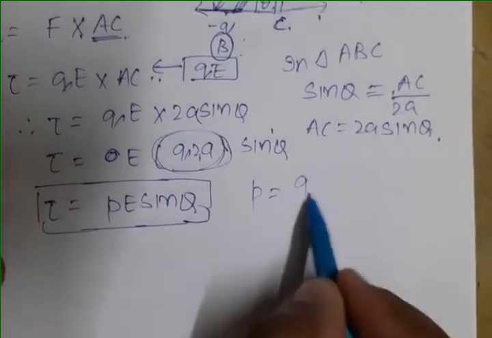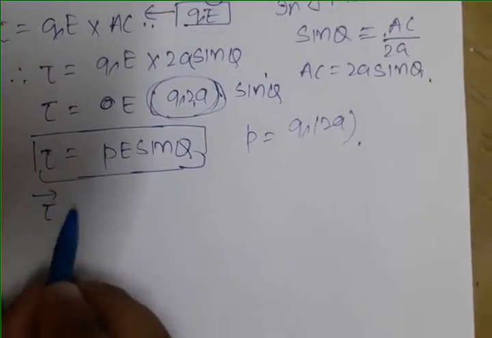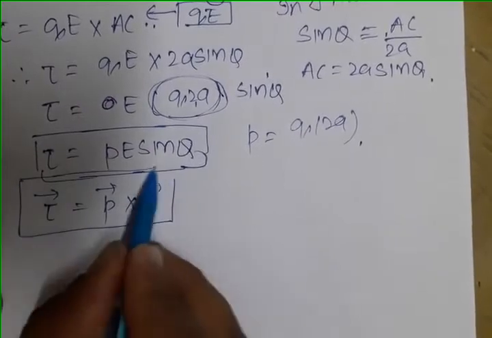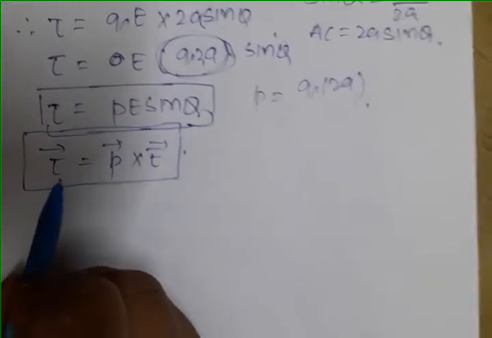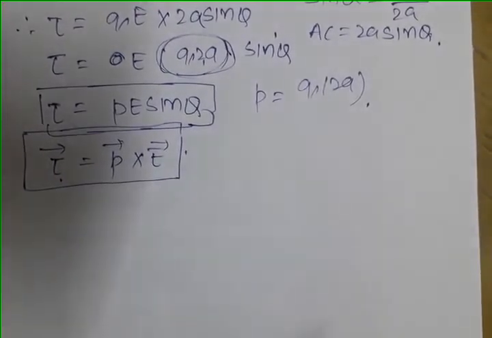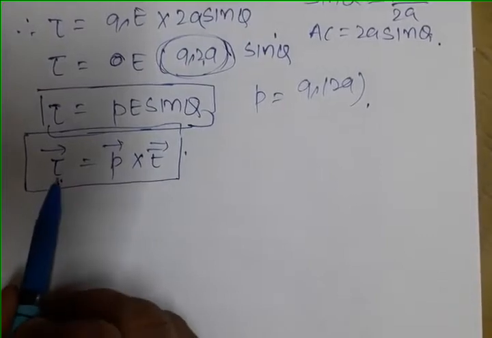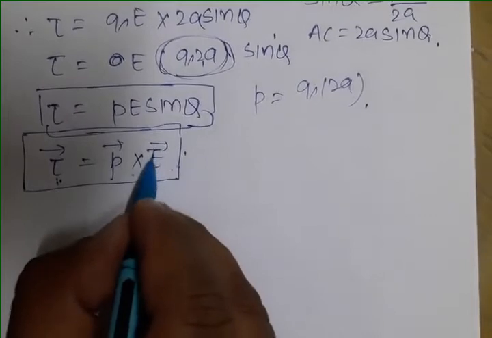What is p? p is q into 2a. Now it is a vector quantity, so it may be written as p cross E. You know that in case of cross product, the direction is given by the right hand thumb rule. Tau is always perpendicular to the plane containing p and E. This is the electric field.